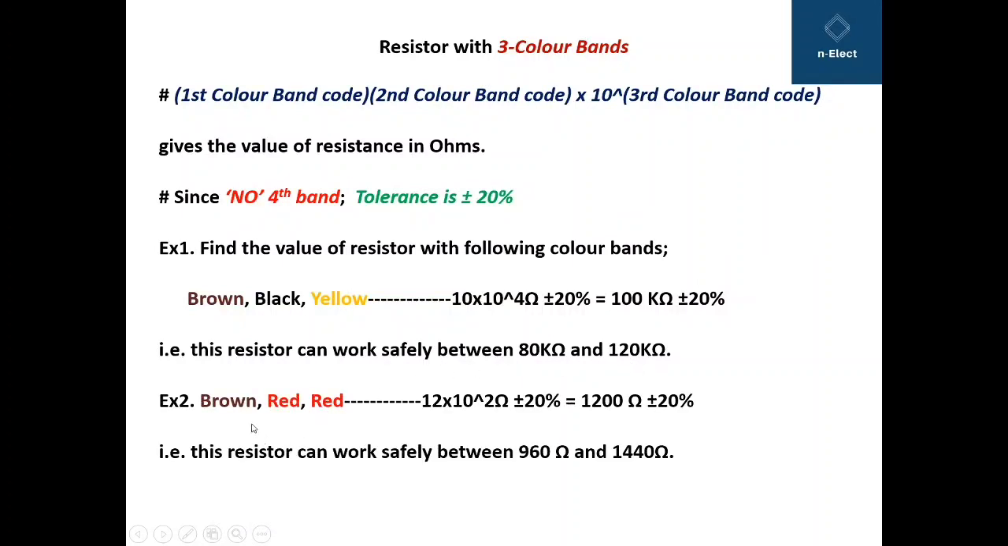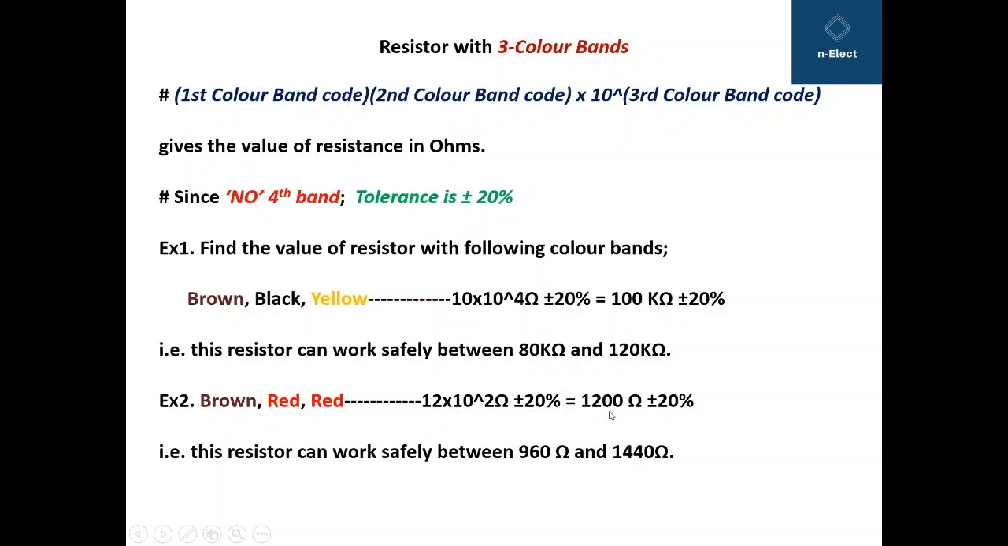One more example we will see here. The color codes given are brown, red and again red. Brown, the first digit associated with brown is 1. Then the color red is there, so with red the digit associated is 2. So 1, 2 into 10 raised to power. Again red, so 10 raised to power 2. So this gives 12 into 10 raised to power 2 plus minus 20%. Again there is no 4th band, therefore plus minus 20%.